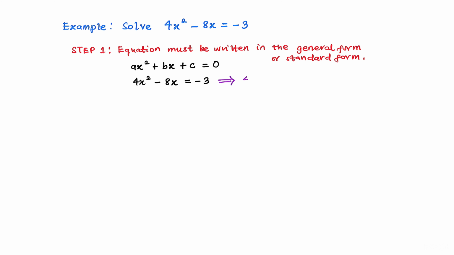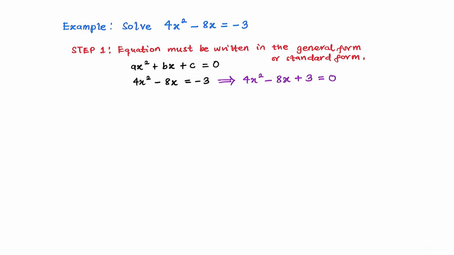It becomes 4x squared minus 8x. This minus 3 will be brought into the left side. So when minus 3 comes over, it turns to plus 3. And on the right side, we are left with 0. Now we can see that this equation looks like the general form. Now we can determine the value of a, b, and c correctly.